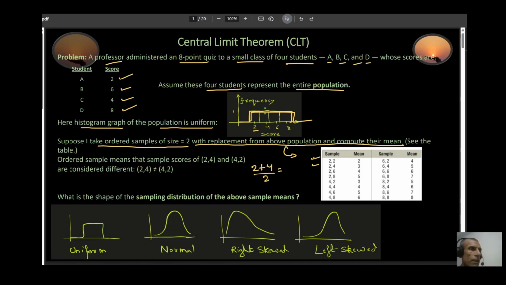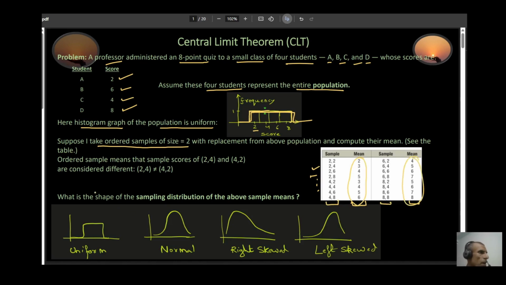Okay, same thing. Let's say I pick another sample 2, 6, and the mean is 4. 2, 8, and the mean is 5, and I can keep going like this. So these are my mean values, and these are my samples. These are the samples I'm picking. So I'm going to be focusing on these ones right here.